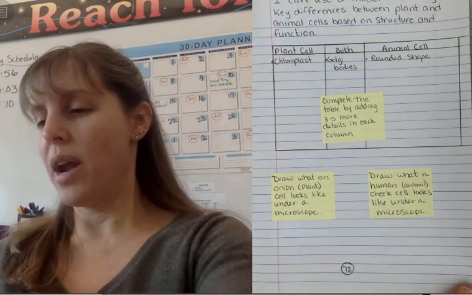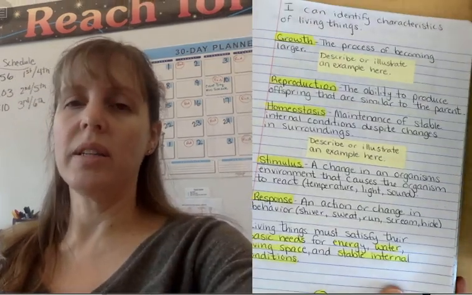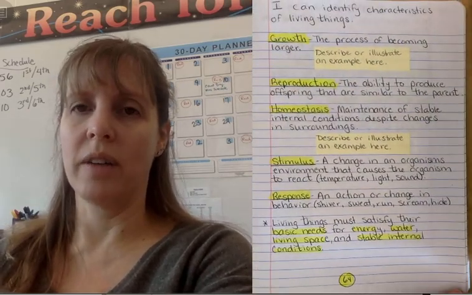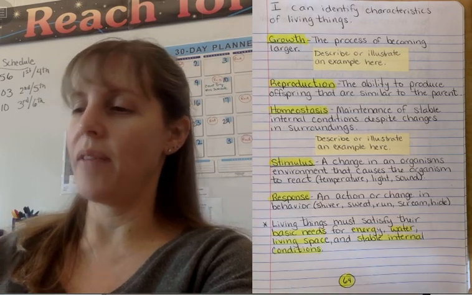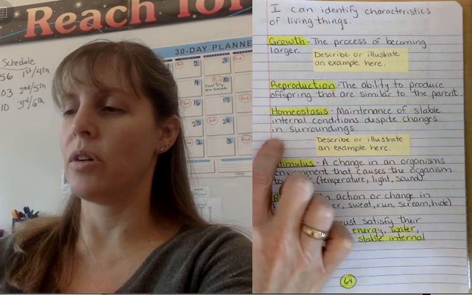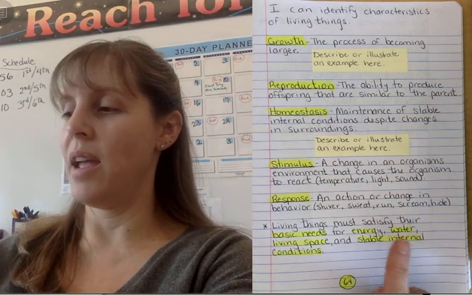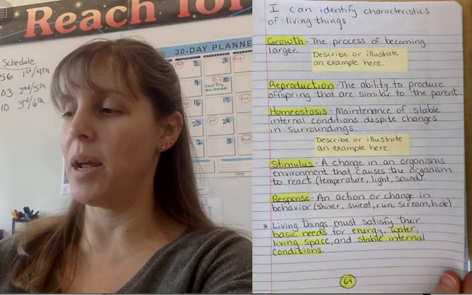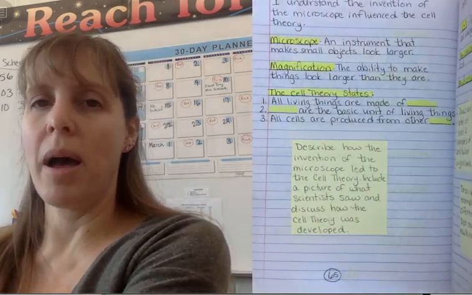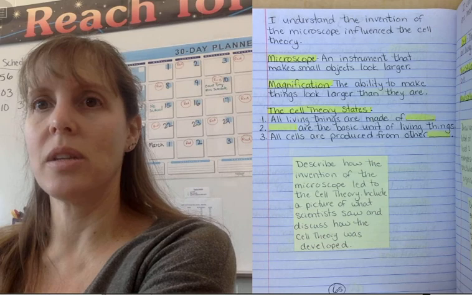So to go right over and review just a little bit for the test here, we started studying on page 64, and we talked about what the characteristics of living things are. We talked about that living things have to grow and develop, they have to be able to reproduce, they have to be able to have homeostasis, that stable internal environment despite the surroundings. They do respond to stimulus, and they have to satisfy their needs for energy, water, living space, and stable internal conditions.